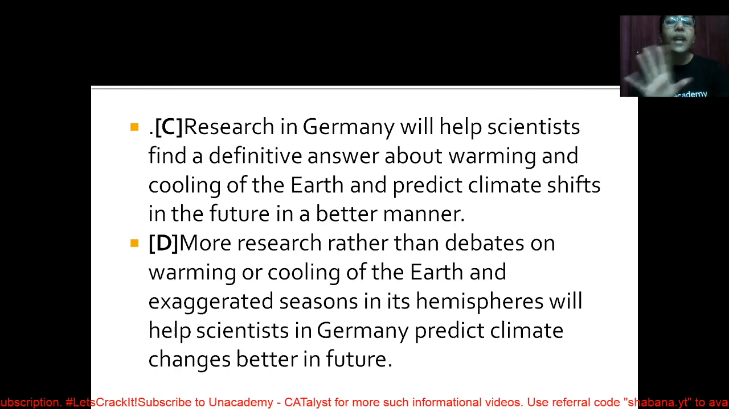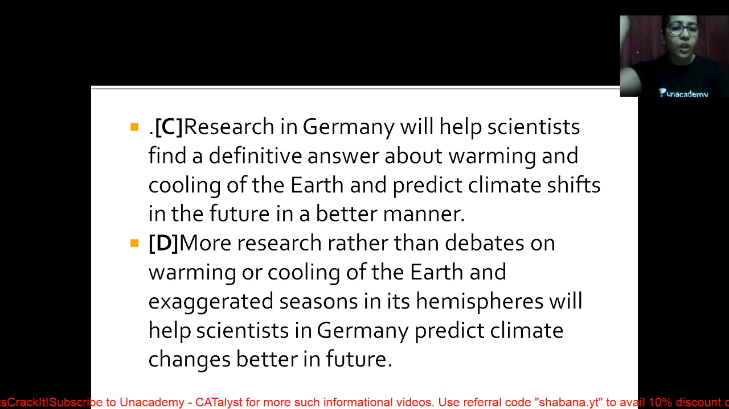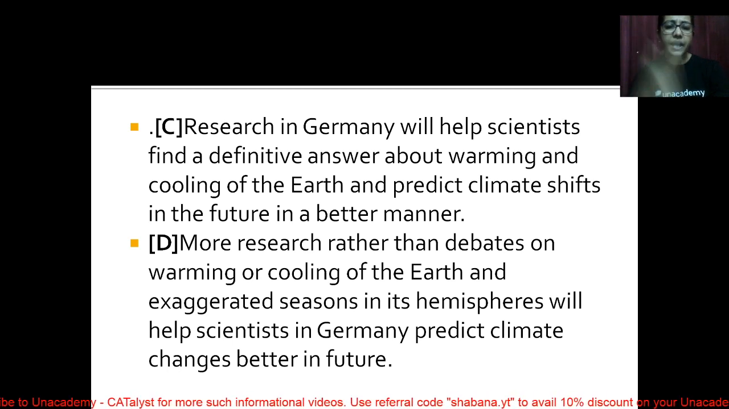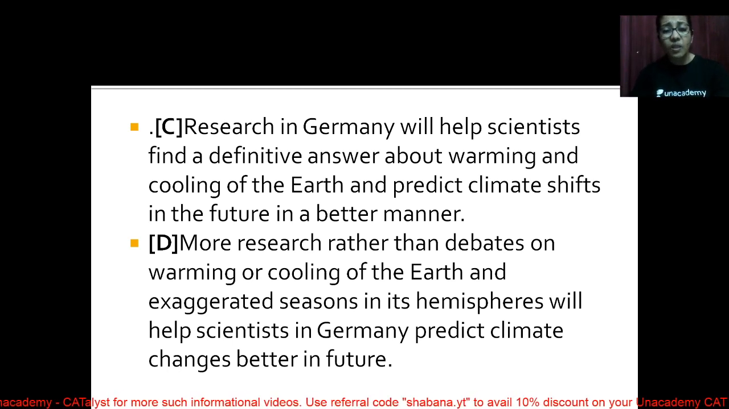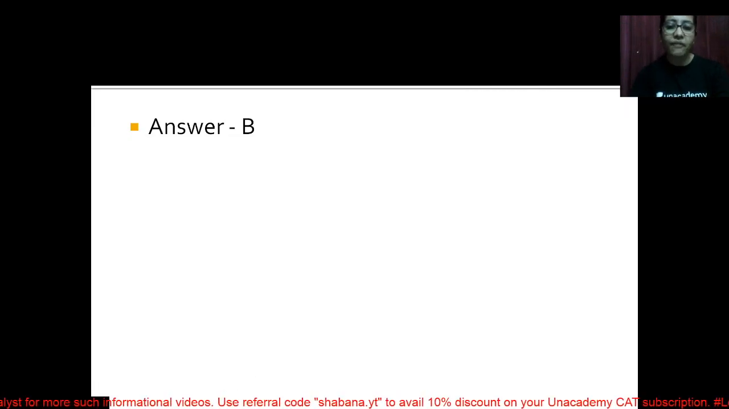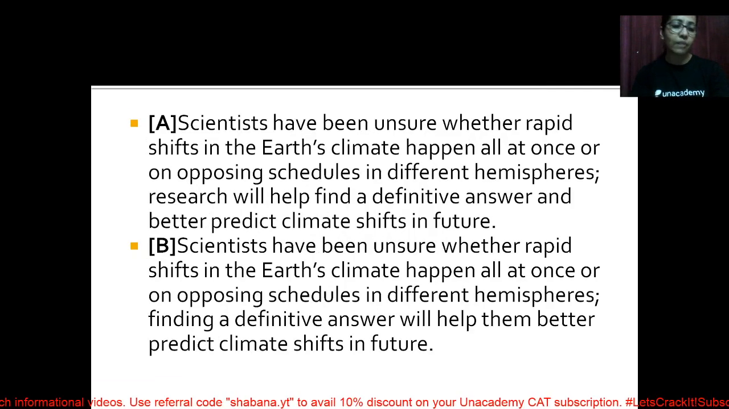Number C, weird. Because research in Germany, that is not the crux. Soul nahi hai. Research in Germany is just an example. Number D, more research than debates? Oh my God, no. C and D to totally incompetent hai aur race mein hai hi nahi. Fine. So that is why between A and B, I could eliminate safely and I got B. Do you see light, guys?